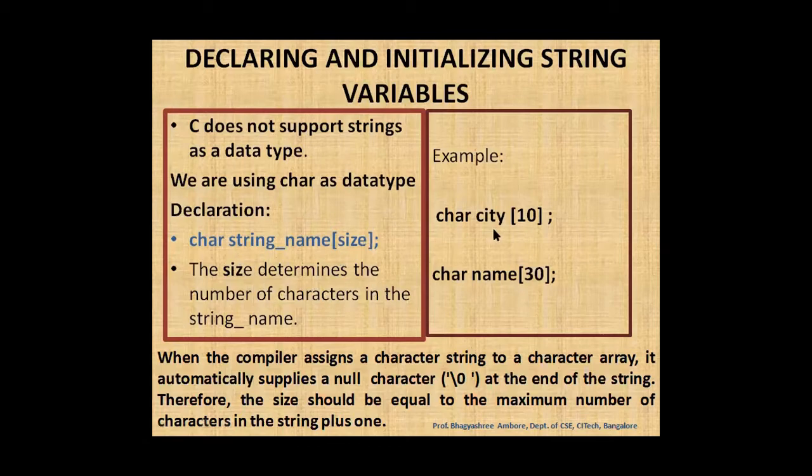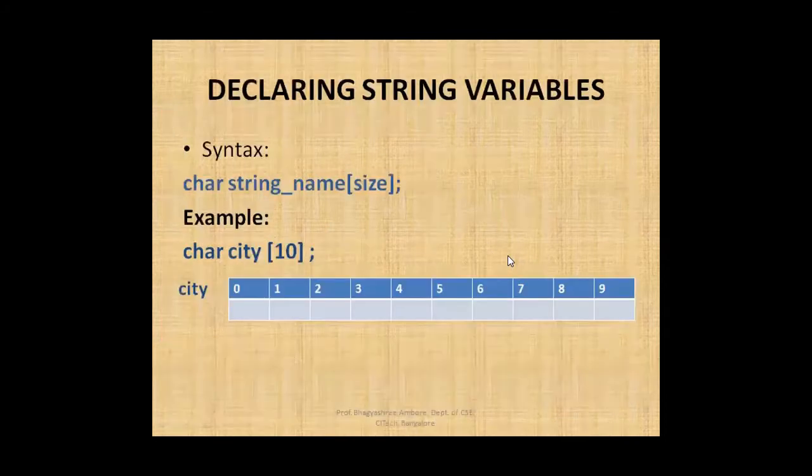Now consider this example. I have done two declarations. One is char city of 10. What is the meaning of this? City can have up to 10 characters. And I have made one more declaration here, char name of 30. The name variable can hold up to 30 characters.